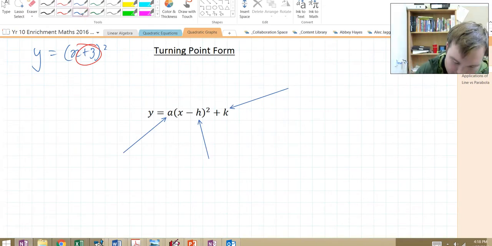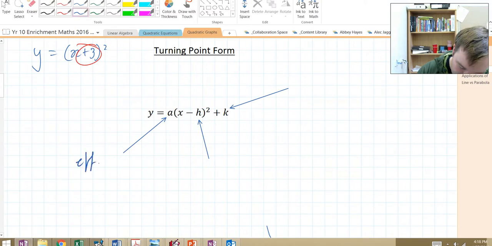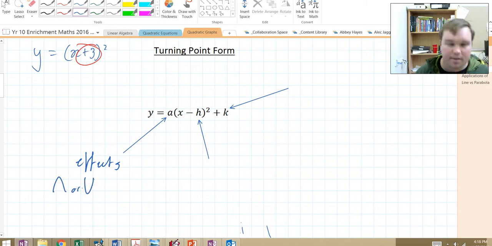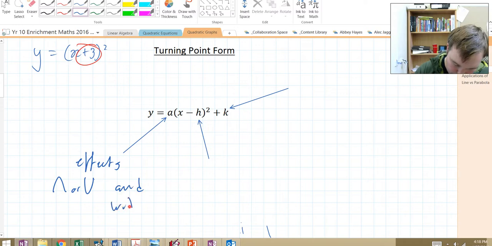First, we want to say that a affects concavity, so it's concave or convex, and width, so whether it's narrow or wide. h is the horizontal translation.